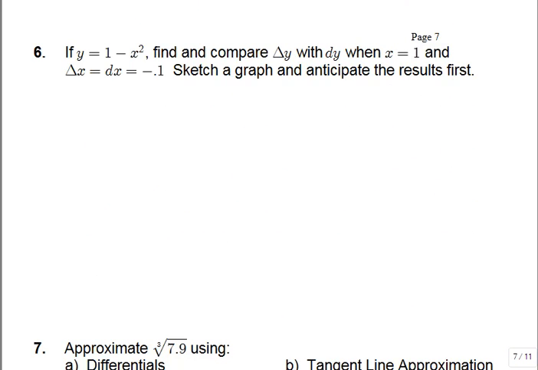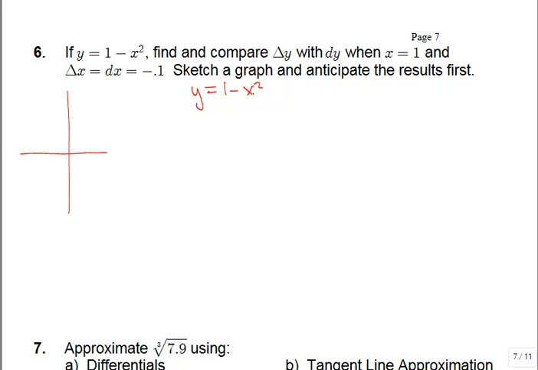If y equals 1 minus x squared, find and compare delta y and dy with x equals 1 and delta x equals dx equal to negative 0.1. Sketch a graph and anticipate the results first. So our function, our curve, is y equals 1 minus x squared. So what does the graph of that look like?